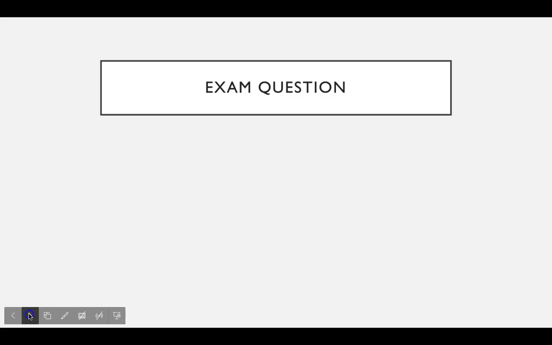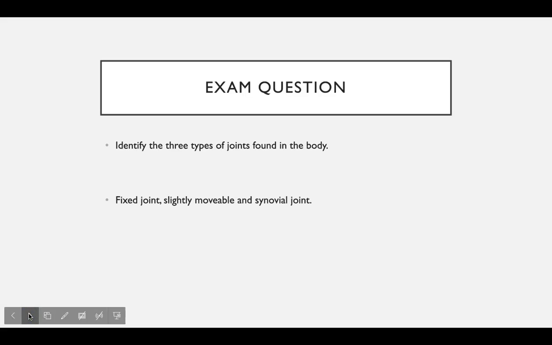So, typical exam question. Identify the 3 types of joints found in the body. Pause this, give it a go. Answers: fixed joint, slightly movable joint, and synovial joint. Hopefully you'll be able to provide examples for each one and even be able to give a tiny bit of a description with regards to the amount of movement each of those joints allow.